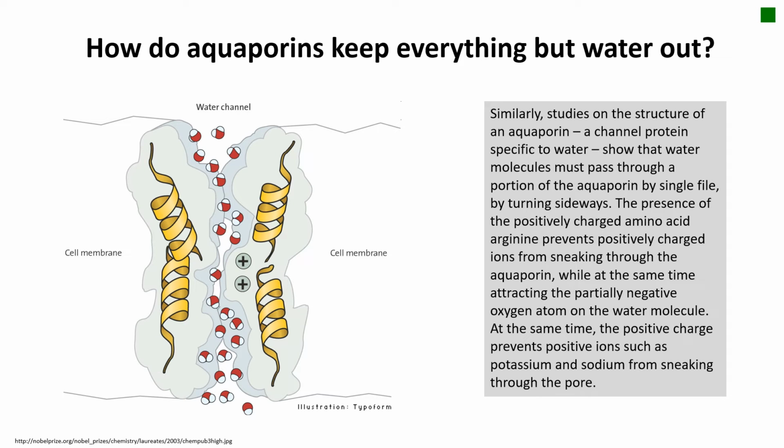Similarly, studies on the structure of an aquaporin, a channel protein specific to water, show that water molecules must pass through a portion of the aquaporin single file by turning sideways. The presence of the positively charged amino acid arginine prevents positively charged ions from sneaking through the aquaporin, while at the same time attracting the partially negative oxygen atom on the water molecule.